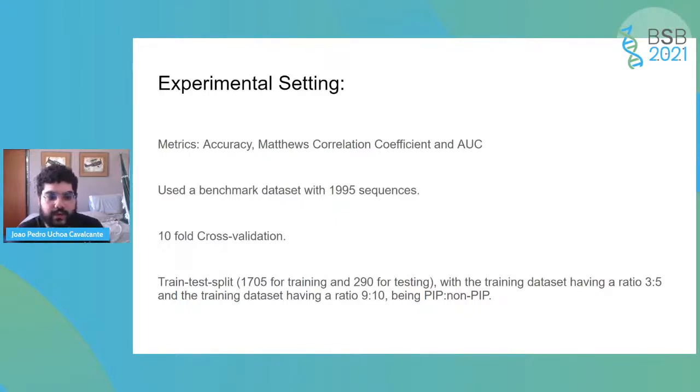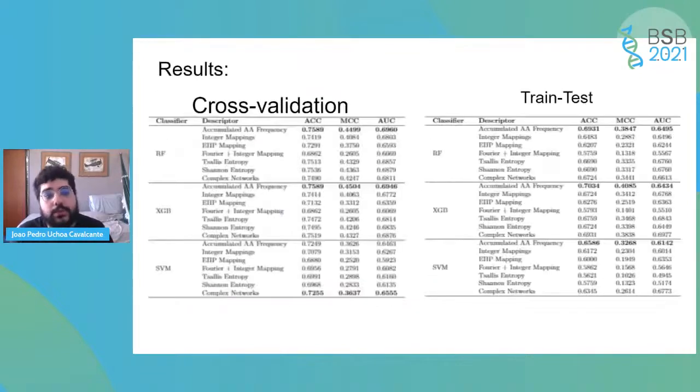The first one was tenfold cross-validation. It's normal for any machine learning project to use it. And the train test split. The train test split we did the same way that the other works did, so we could have a basis for comparison using the same rules.